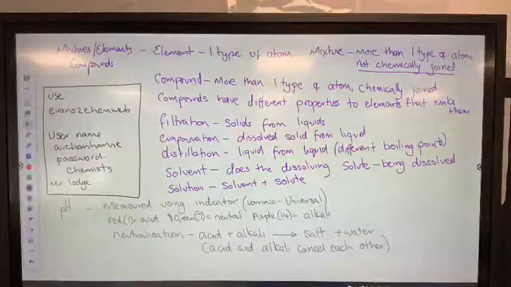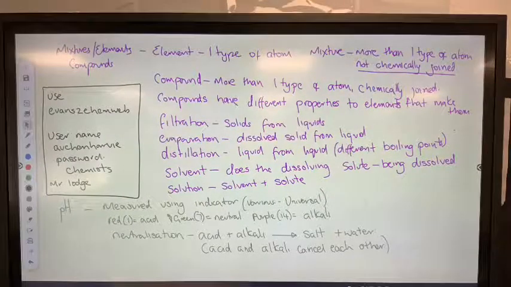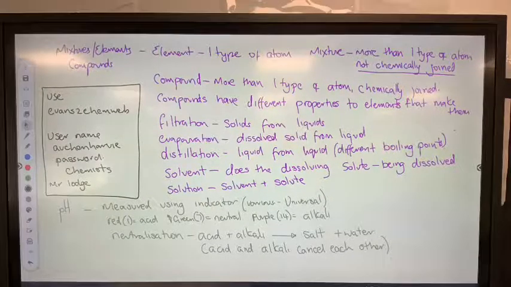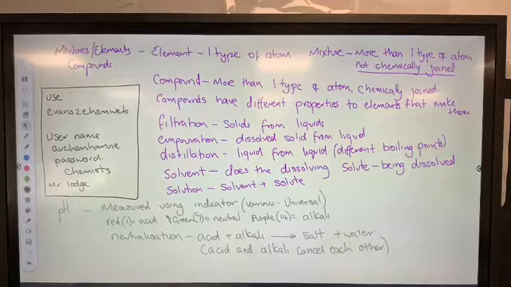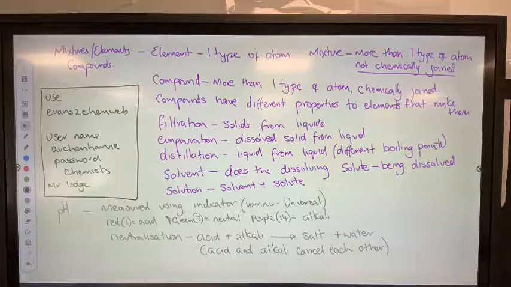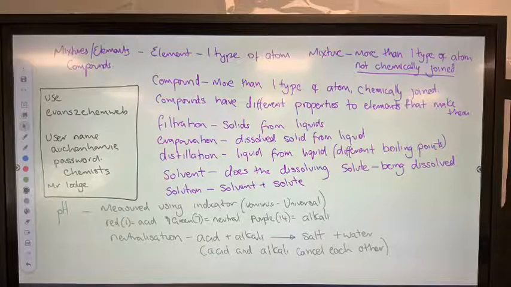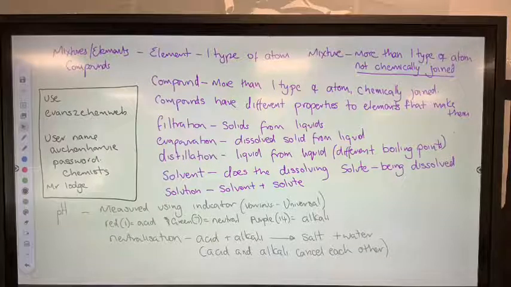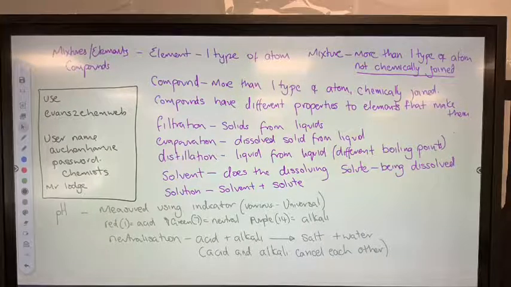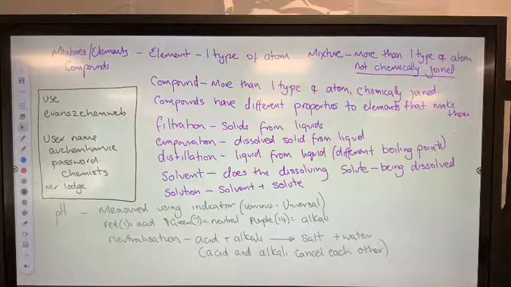Section 5 again looks at compounds, but in the context of mixtures, elements and compounds. An element is one type of atom. All iron are iron atoms. All gold are gold atoms. A mixture is where you have more than one type of atom, but they are not chemically joined. And a compound is where you have more than one type of atom, but this time they are chemically joined.